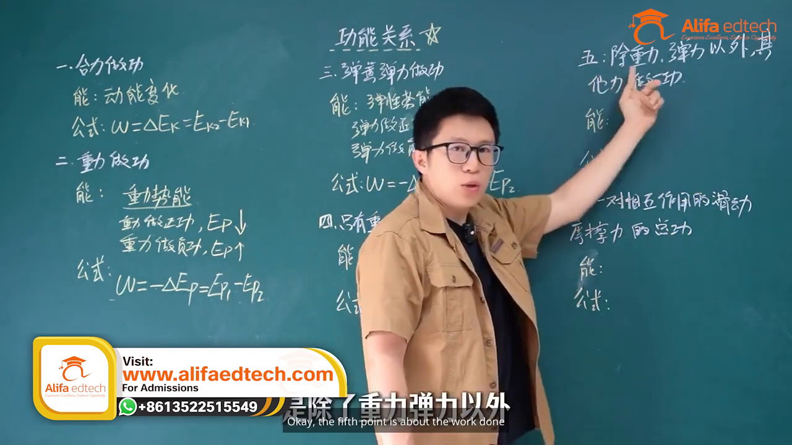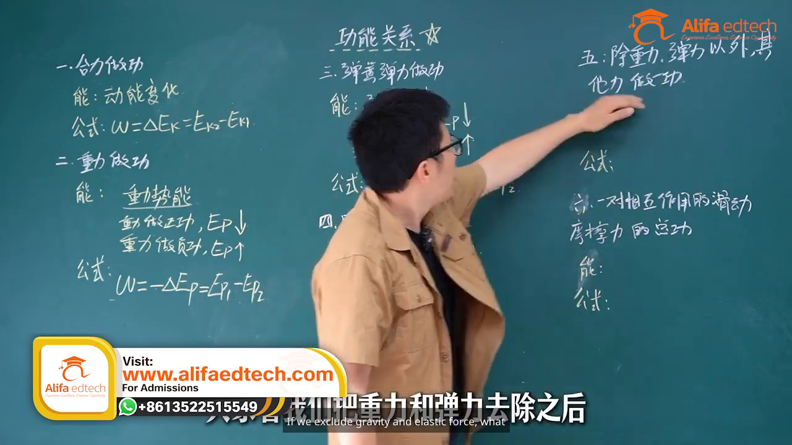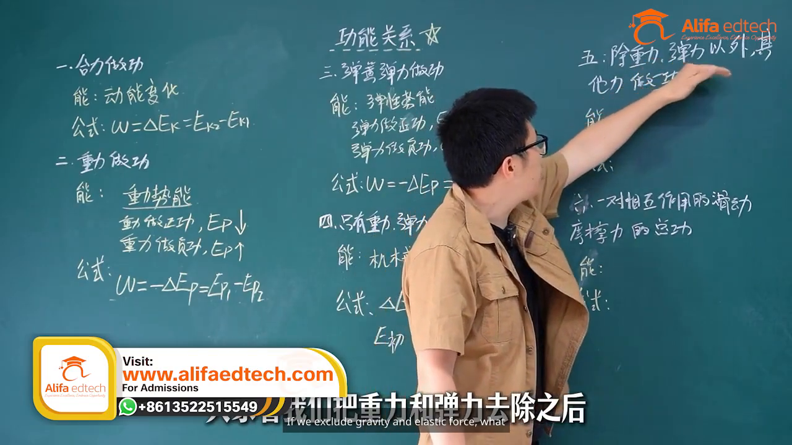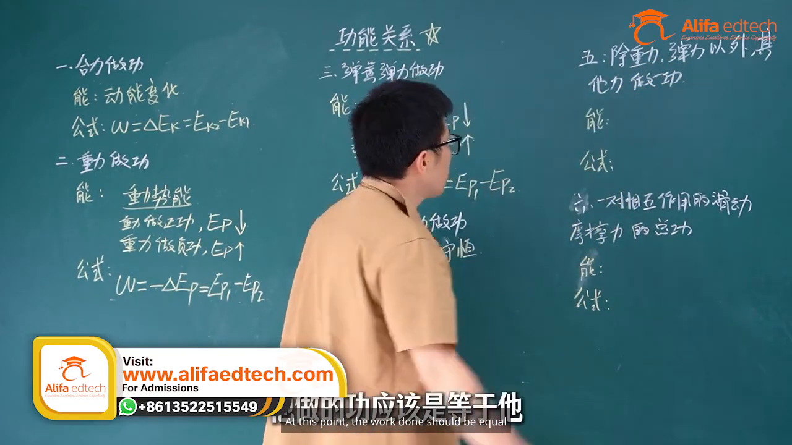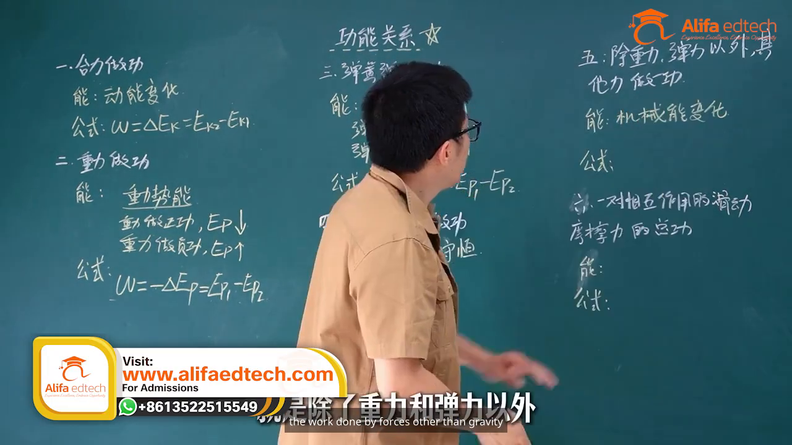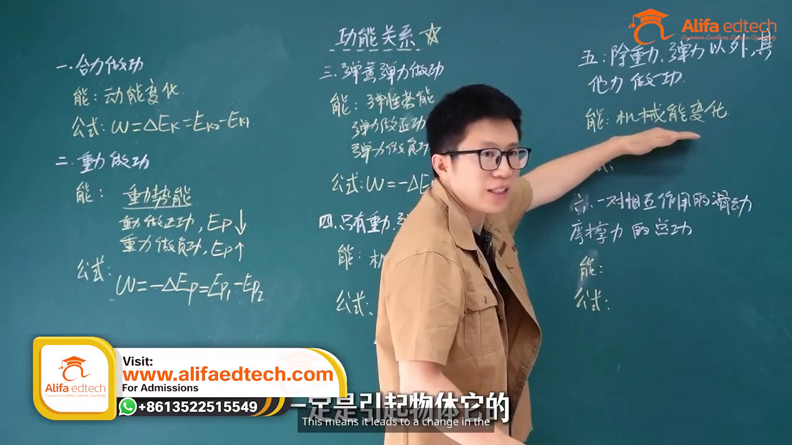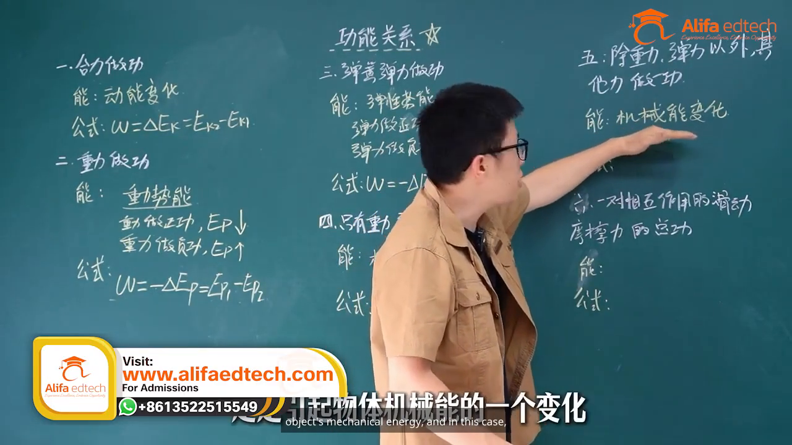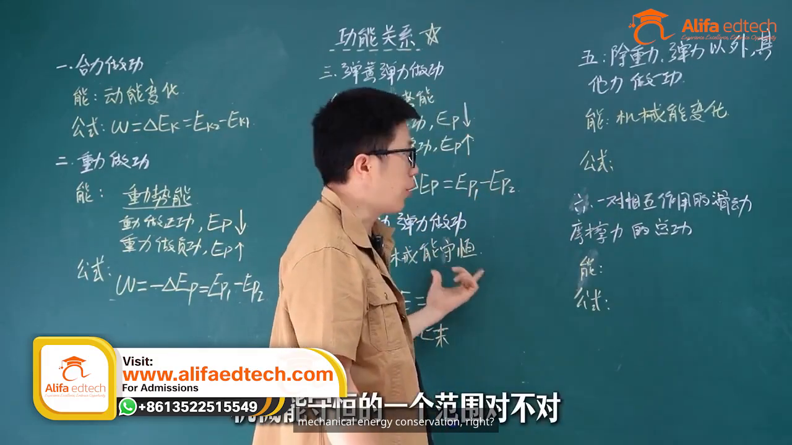Okay, the fifth point is about the work done by forces other than gravity and elastic force. If we exclude gravity and elastic force, what should the work done by the other forces be equal to? At this point, the work done should be equal to the change in mechanical energy. That is, the work done by forces other than gravity and elastic force must cause a change in the object's mechanical energy, and in this case, it no longer falls within the scope of mechanical energy conservation, right?